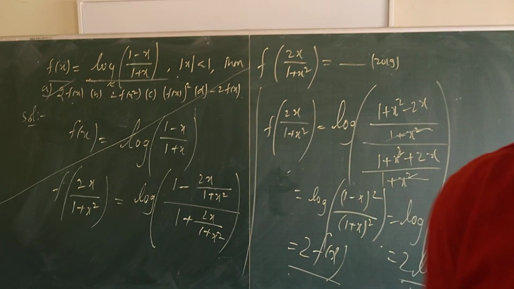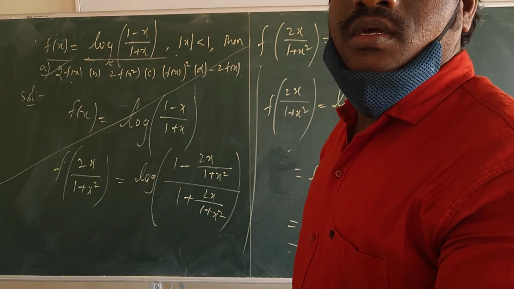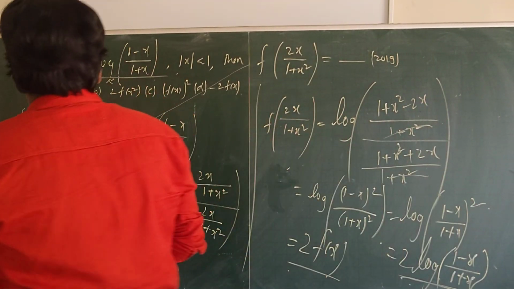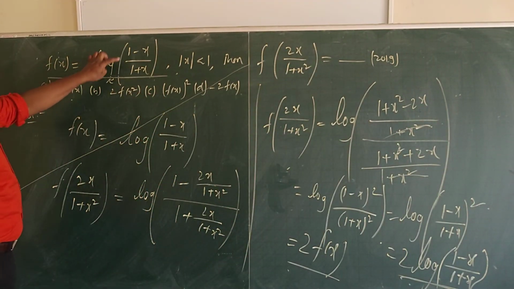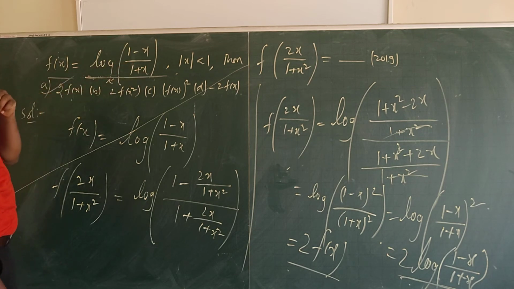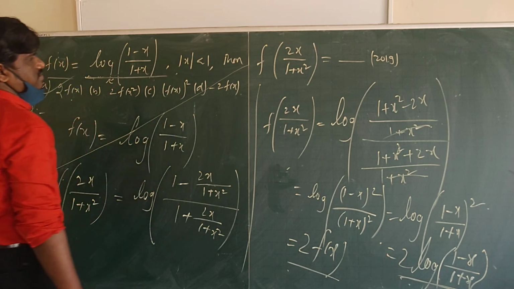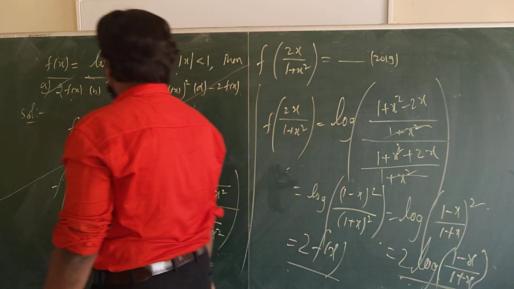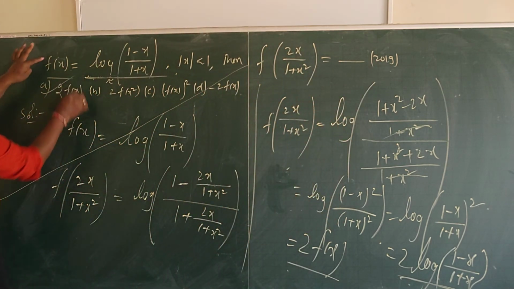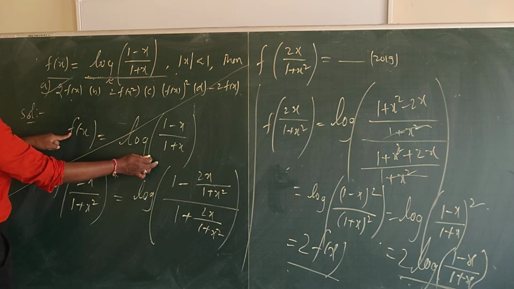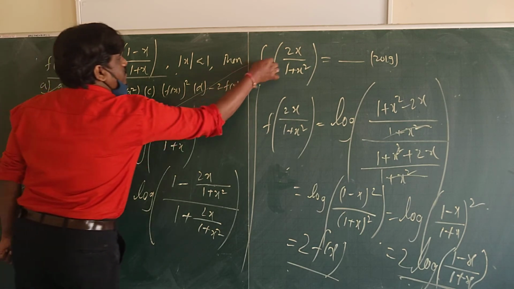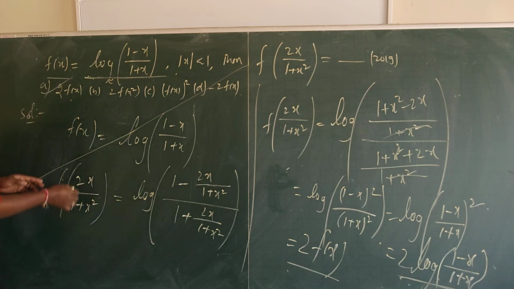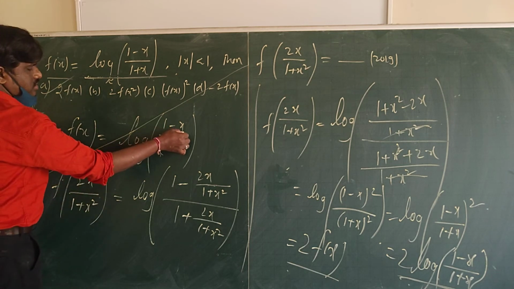So this question: f of x is given as log e of (1 minus x upon 1 plus x), with modulus x less than 1. f of 2x upon 1 plus x square is equal to dash. So we can write f of x is equal to the function given, and you have to find f of 2x upon 1 plus x square.